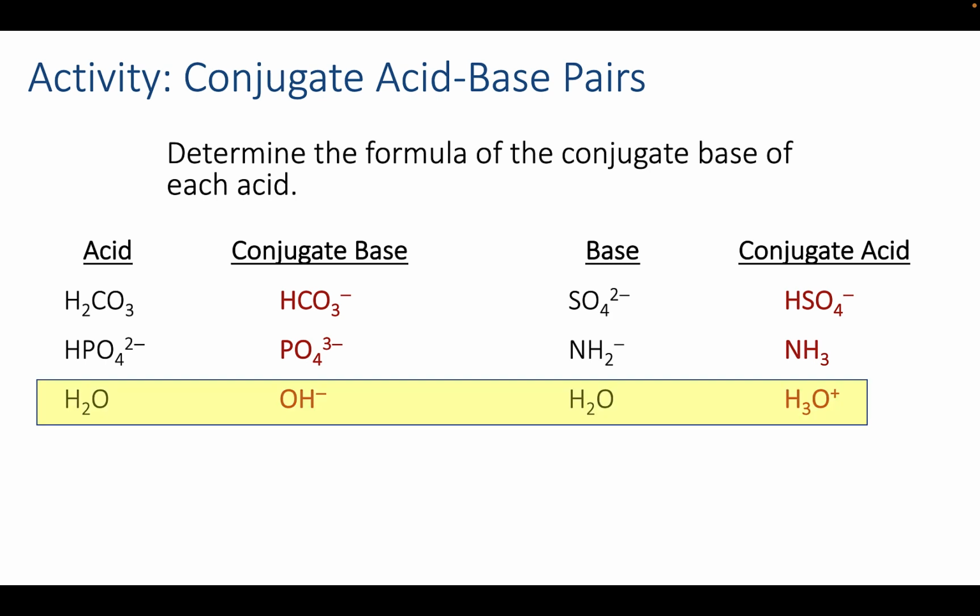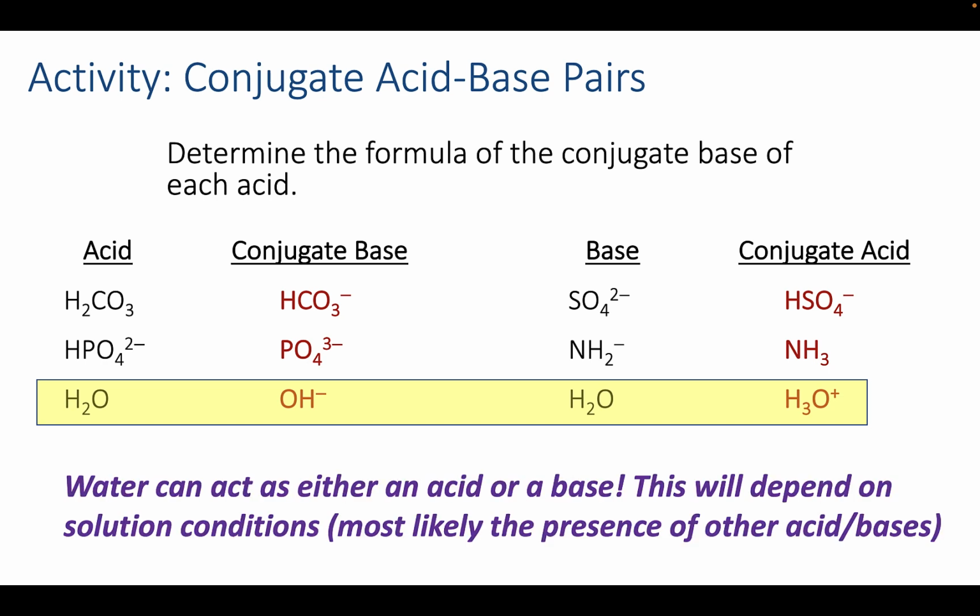One thing we notice is that water can behave as an acid or as a base. We have the conjugate base of water, which is OH minus. This is what happens if water acts as an acid and loses a proton. And we have the conjugate acid of water if it acts as a base, H3O plus. This is what's left over as it gains a proton. And so, again, water can act as either, and what it's going to do is going to depend on the other species in the solution.